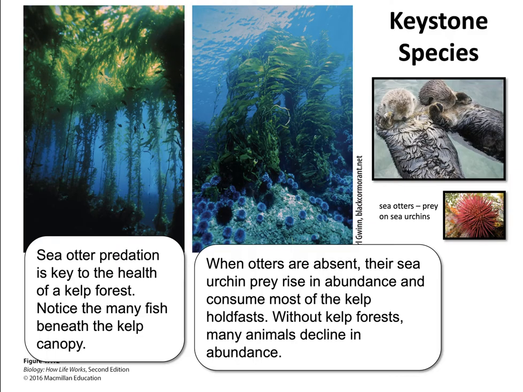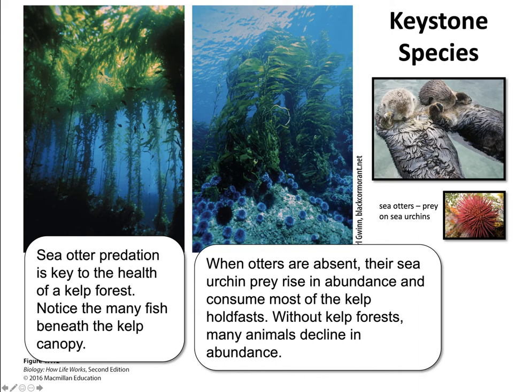Another great example of a keystone species are sea otters. As you can see pictured right here, sea otters prey on sea urchins, which you can see pictured right here. And as it turns out, sea urchins have a pretty profound effect on kelp forests. Kelp forests are really important habitats for lots of different organisms. You can see here a healthy kelp forest that has sea otters, and you can see all the fish swimming around in this kelp forest. There are lots of other organisms that depend on that kelp.